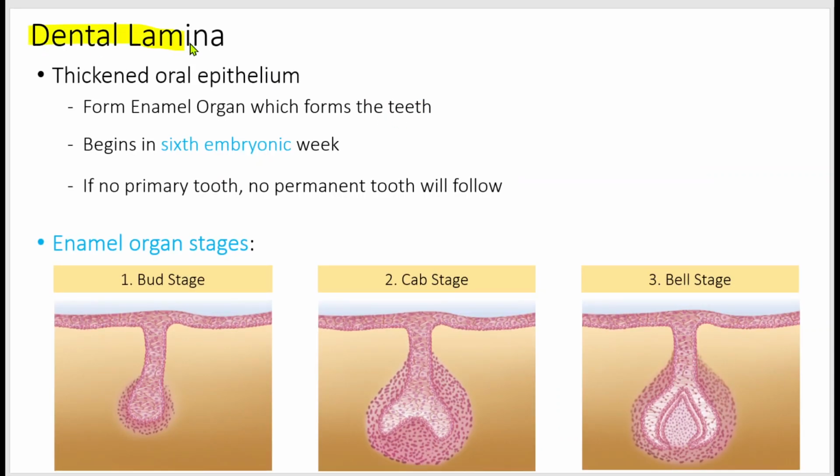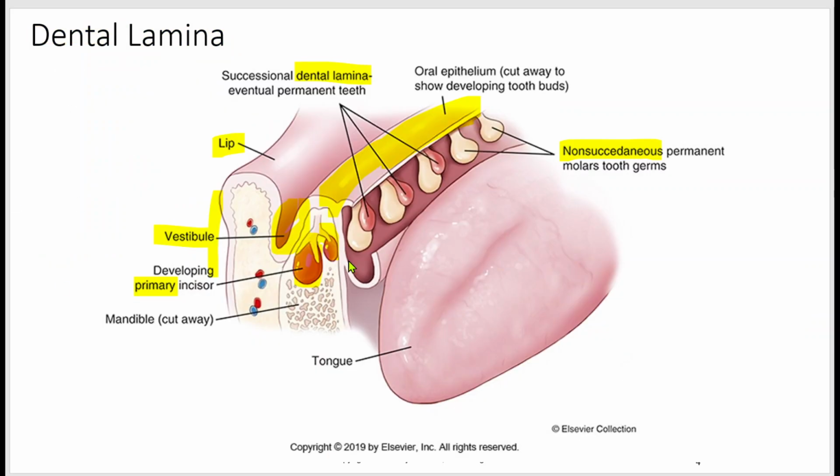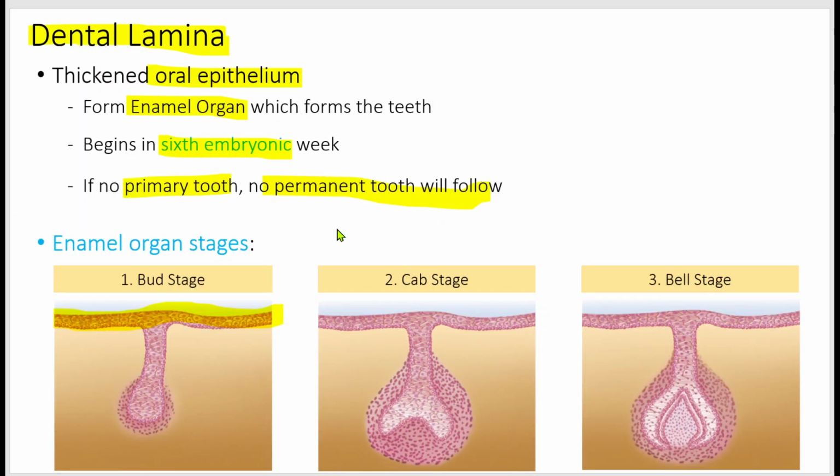Okay, dental lamina. So dental lamina is technically that surface here, the surface of the oral cavity. So it's thickened oral epithelium, and this one would form the enamel organ. Technically, the enamel organ is the one that will form the teeth in general. So it begins in the 6th embryonic week, and as we were saying, if a primary tooth did not erupt, the permanent will not erupt with it, because again they're connected together here. So this is just a side note.